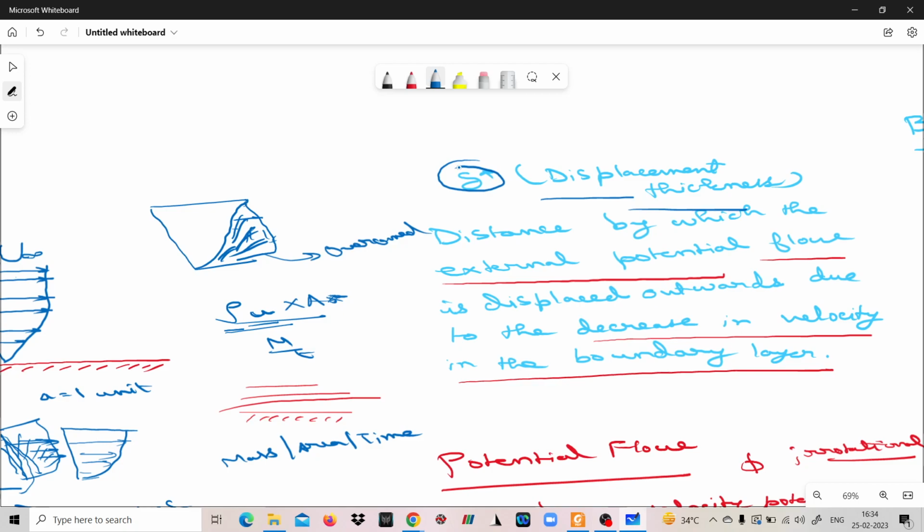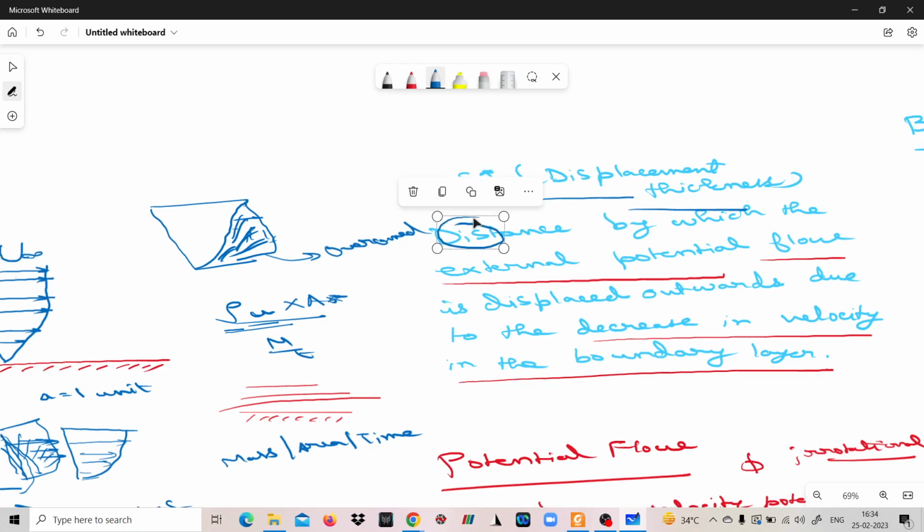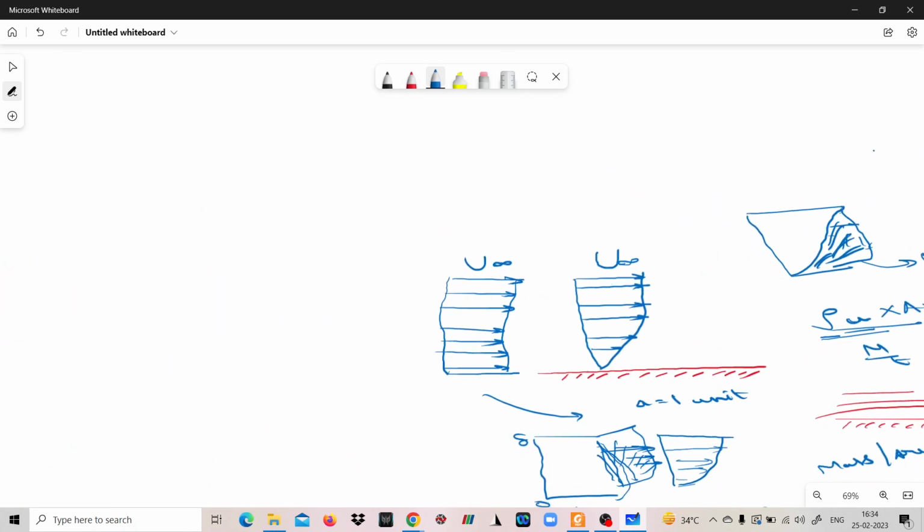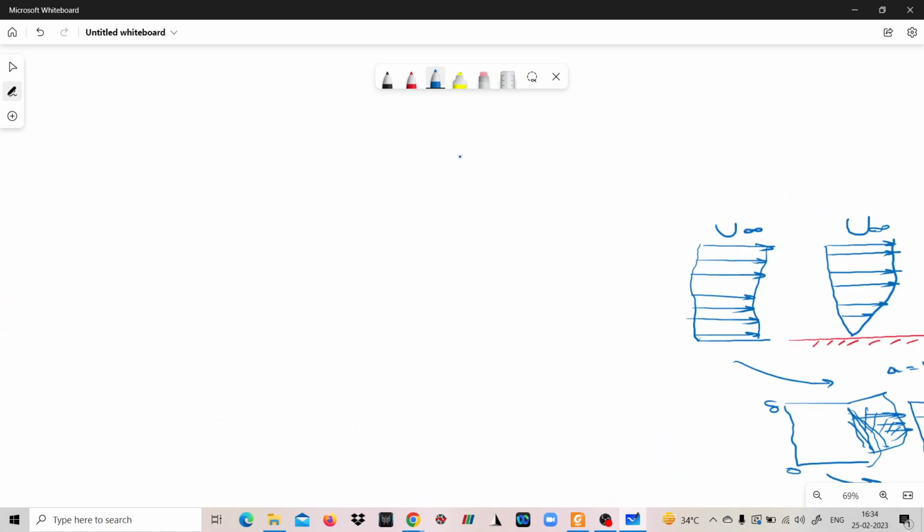Okay, so by applying the law of conservation of mass, you can directly derive this expression, which comes out to be the displacement thickness. I am not going into the detailed derivation because it has been already discussed in the main lectures. But I am just writing the expression. So it is from 0 to infinity 1 minus small u by u infinity into dy.